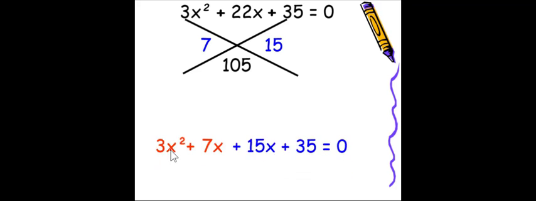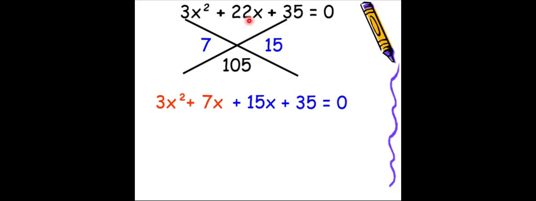I'm going to rewrite this. Right? So again, this plus 22x is the same thing as this plus 7x plus 15x. So now in the first group, the red two terms, we could factor out an x. That leaves us with 3x plus 7. In the last two terms, the blue terms, we can factor out a plus 5.